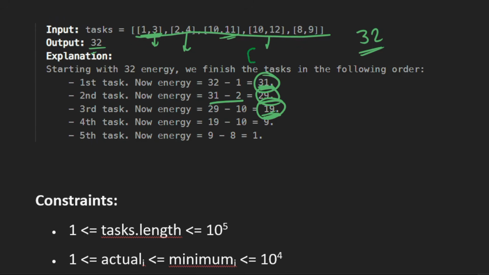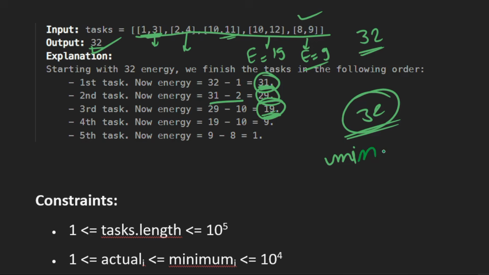Then we have energy 19, which is greater than 12. So after executing, we are left with energy equal to 9. Then we have executed this task. So 32 is the minimum energy that is required to satisfy the minimum constraints, so that we are left with some energy and we have sufficient actual energy.